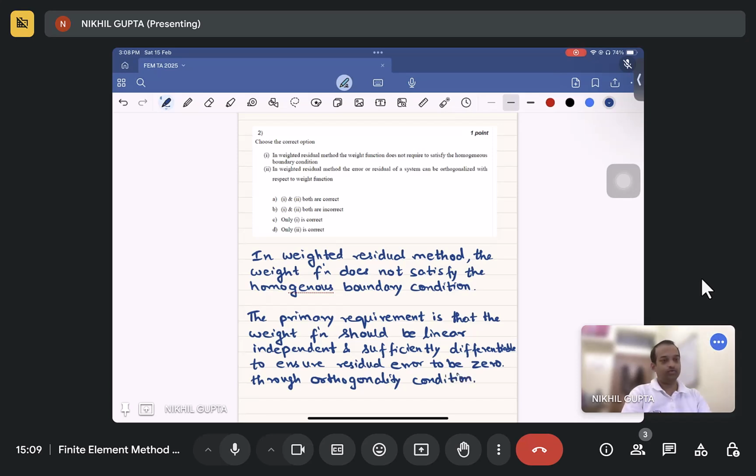So if you check the answer, it says weighted residual does not require, so it's correct. And the second option says the weighted residual can be orthogonalized with respect to the weight function, so both are correct. The answer is A.